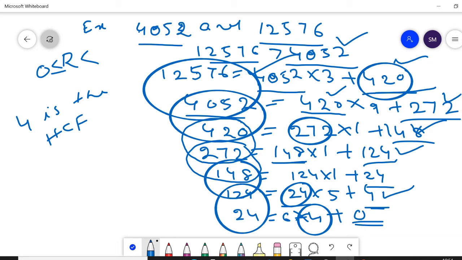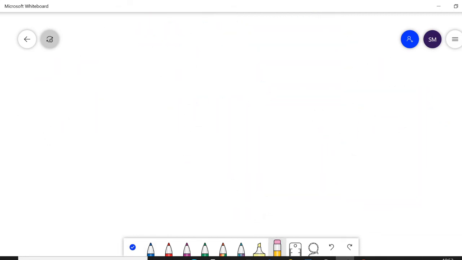So 4 is the HCF of 4052 and 12576. Okay. Then we read about the properties of HCF and LCM. Just recall, you have read before the properties of HCF and LCM.